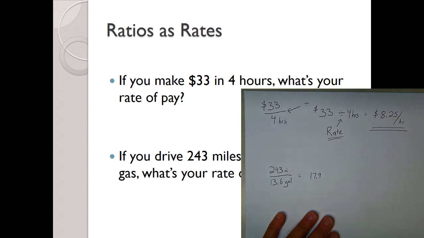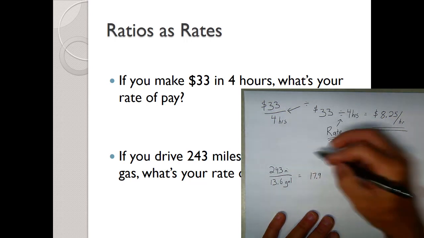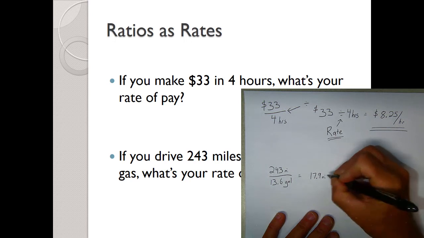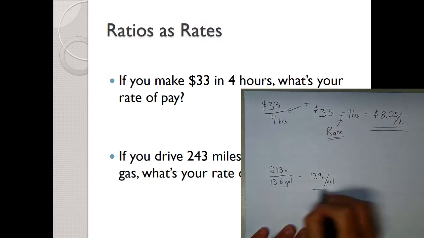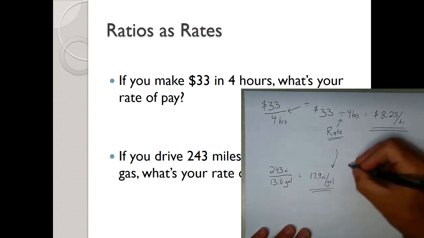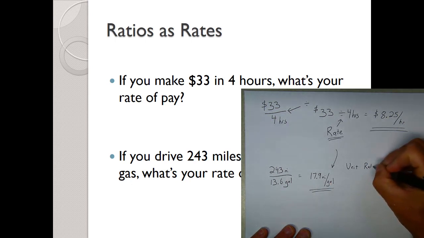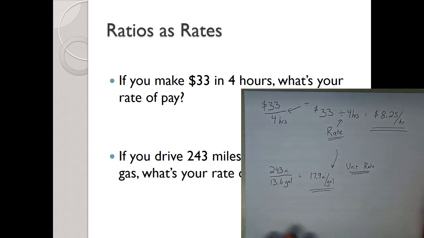But what are the units on that? Well, they didn't cancel, so they're still there. We would say 17.9 miles per gallon. And that's it. And again, that's a rate or a unit rate. Anytime you use the word per, you're talking about a unit rate. Dollars per hour, miles per gallon, unit rate.